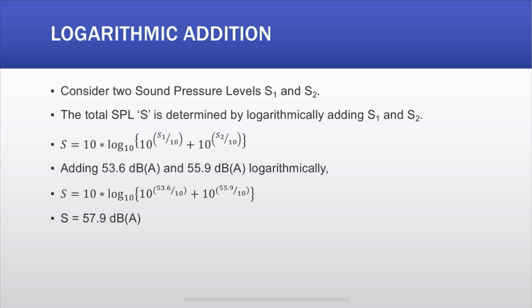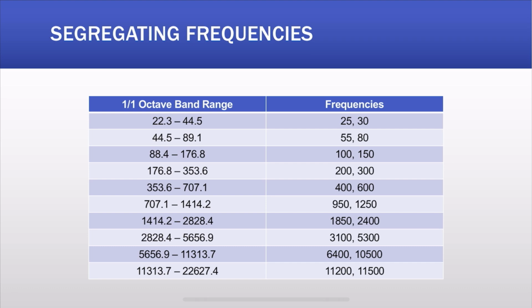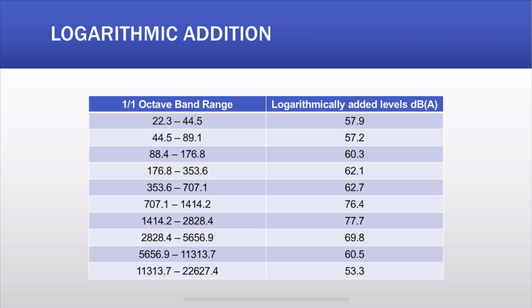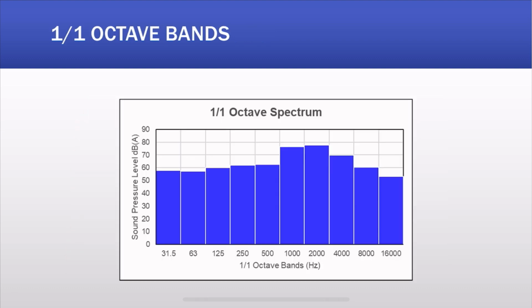So we perform the logarithmic addition for each of those frequency bands and then compute it, and we get something like this. So we have logarithmically added, for example, in this case, 25 hertz and 30 hertz, and so on and so forth for every single octave band range. So we're all set. Now the last thing to do is simply plot. Now we know the center frequency of each of those octave bands, and we simply plot it and get the octave spectrum. So now each band is actually composed of two or more frequencies, and that's it. This is the representation of the octave spectrum, the 1 by 1 octave spectrum.